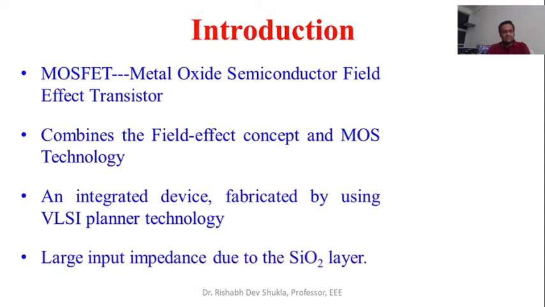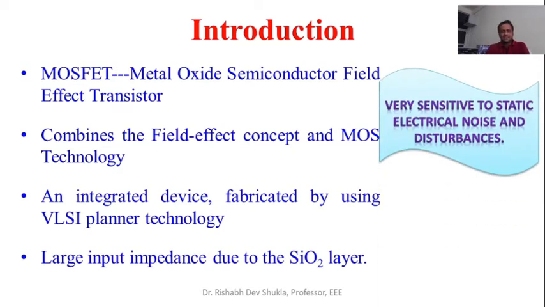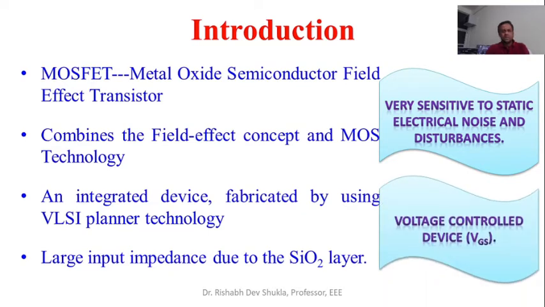It has a large input impedance because we have a coating of SiO2 layer on the top of this device. These devices are very sensitive to static electrical noise and disturbances. Basically, this MOSFET is a voltage control device because here the gate to source voltage controls the drain current.